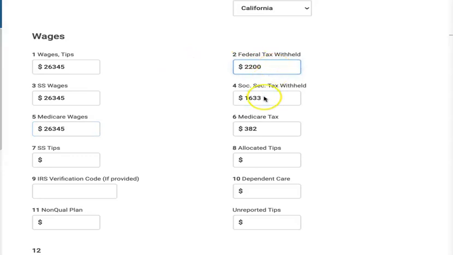Boxes 4 and 6 are also populated automatically. Box 2 is not, and this is easy to miss and obviously pretty critical to put in: the federal tax withheld.